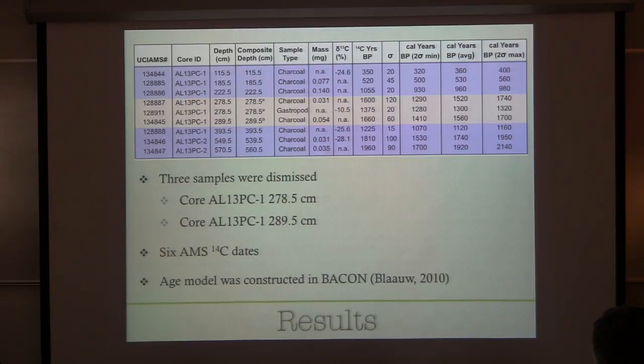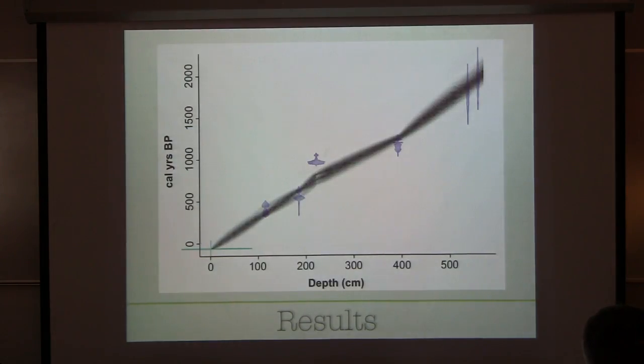And then we put those 6 dates into a program called Bacon. And Bacon then constructs an age model for you. And what it does is it converts your radiocarbon dates to calendar years BP, and then breaks your sediment core into 5 centimeter thick sections and calculates the sedimentation rate for each section, rather than assuming a constant accumulation rate. And it does so through millions of iterations. And then yields an age model that looks like this, kind of funky, but kind of cool.